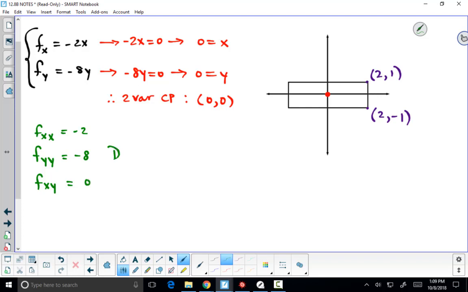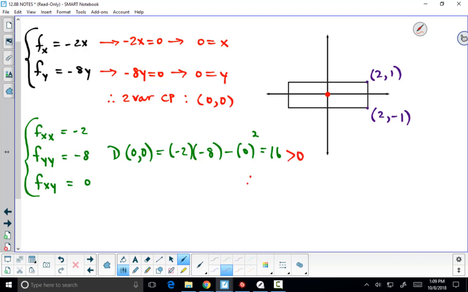So now we're going to figure out the discriminant at this critical point, 0, 0. Those are our second order partials. We do f_xx multiplied by f_yy, subtract off f_xy quantity squared. We get a positive 16. So that is greater than 0. Therefore, we have a min, right? We have a relative min.